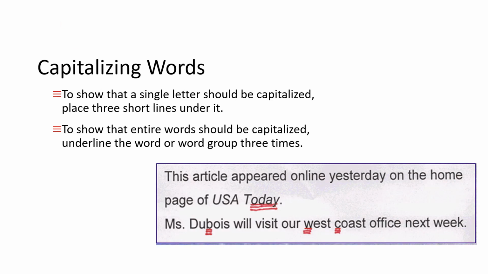To suggest capitalization, you simply use this symbol. Okay? To suggest capitalization, you simply draw 3 lines under the word which you think should be capitalized or under the letter that should be capitalized. So when you see these 3 lines underneath a word or a letter, it simply means capitalize.